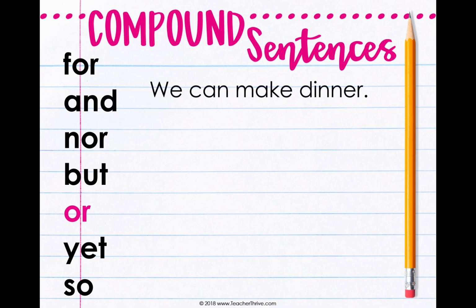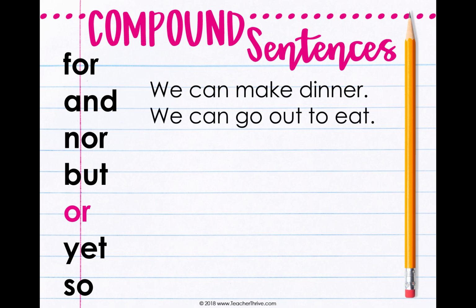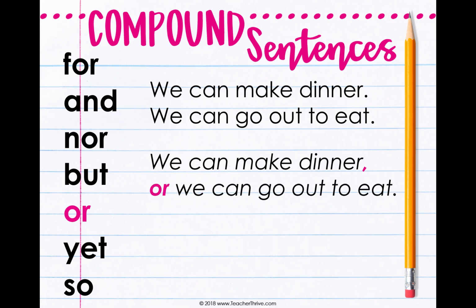We can make dinner. We can go out to eat. Remember, the coordinating conjunction or is used when showing options. So we can make dinner or we can go out to eat.